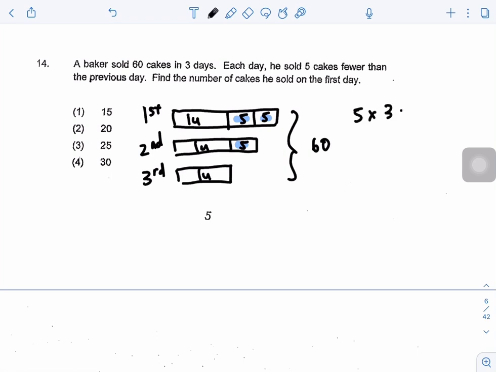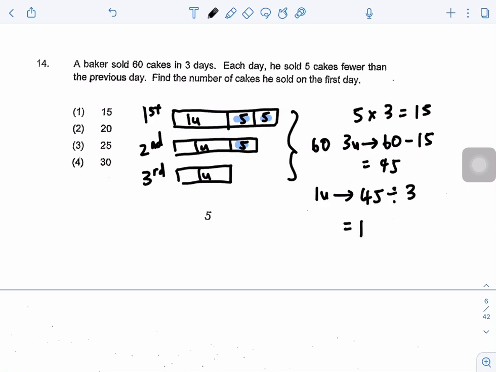5 times 3, 15. 3 units will be 60 minus 15 equals to 45. 1 unit is 45 divided by 3, 1 unit is 15. How many cakes did he sell on the first day? This is what we're trying to find. 1 unit is 15, right? So first day he sold 15 plus 5, that is 25. The answer is 3. Option 3.